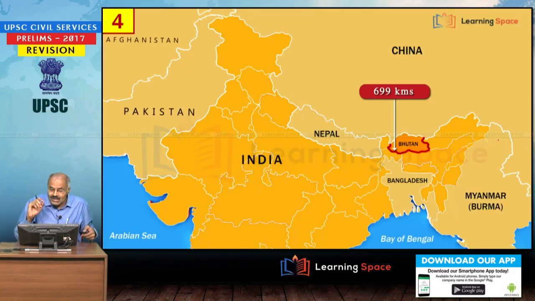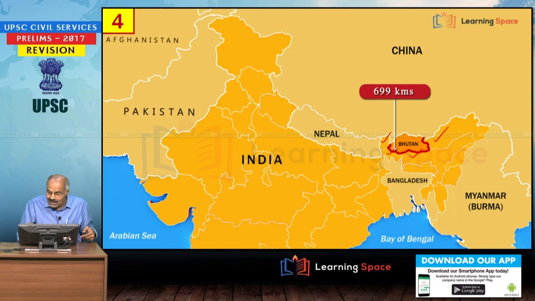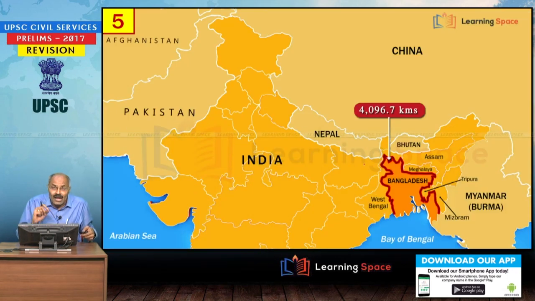And if you look at Bhutan boundaries, 4 states share boundaries with Bhutan. One side it is Sikkim, then West Bengal, then Assam, then Arunachal Pradesh. Out of all, Assam longest 267 kilometers, Sikkim shortest. So here Assam shares longest border with Bhutan, then Sikkim shares shortest border with Bhutan. These things don't forget.